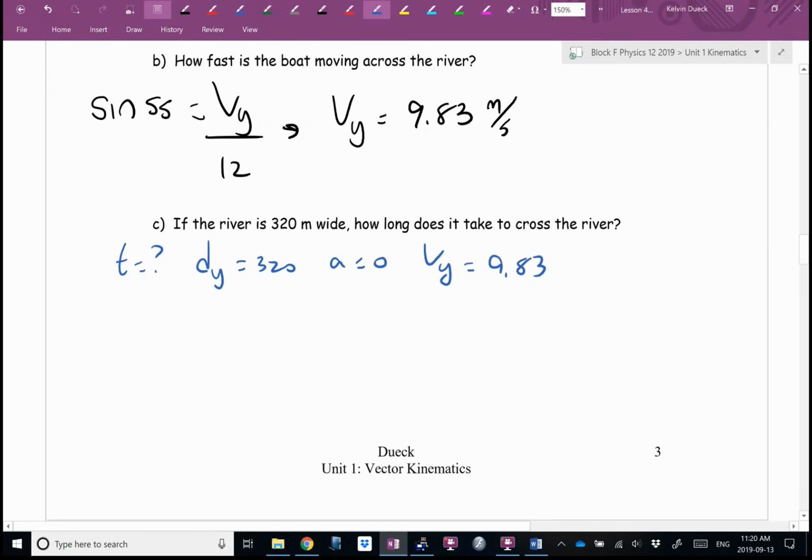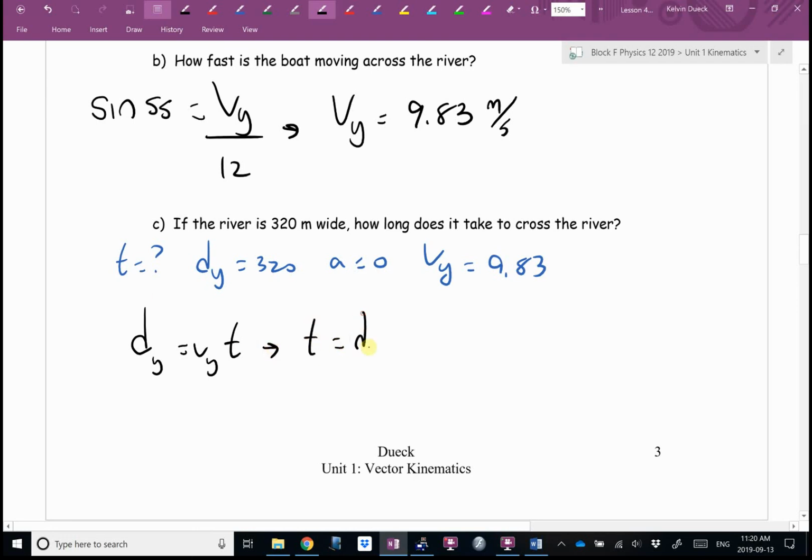Matt would point out, hey, Mr. Dueck, it's D equals VIT plus a half AT squared. Mr. Dueck would say, why did you waste my time? Matt would say, you're right, I didn't need to say the plus a half AT squared because A is 0. And so I'm going to end up using dy equals VYT. Mr. Dueck sticks the y's there just to remind himself to make sure I only put verticals into verticals or horizontals into horizontals.